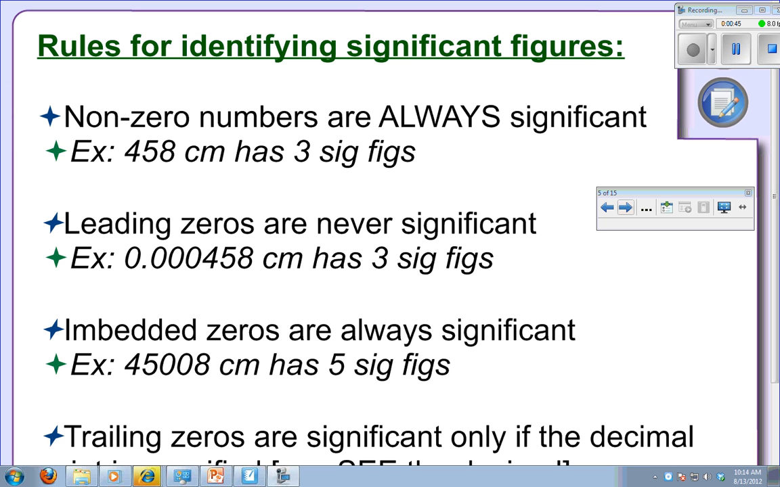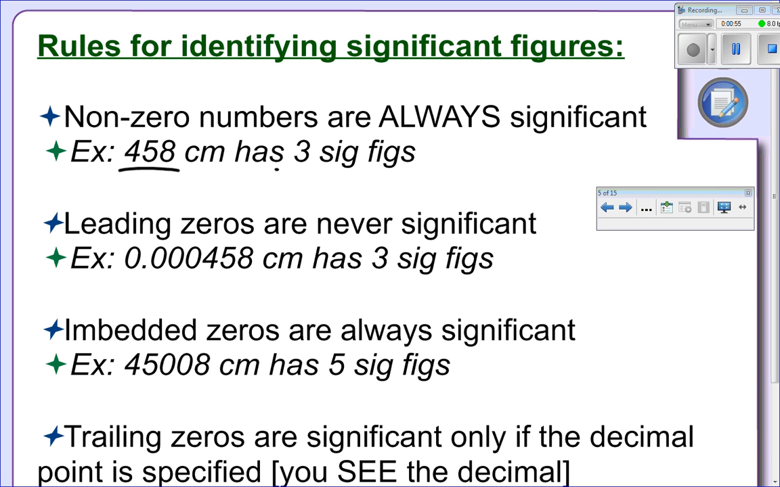Bottom line, if it is a non-zero number, then it can't be a placeholder, so they are significant. So when we look at the number 458, none of them are zeros, therefore they're all three significant digits. This is when we start getting into it. Now we're going to hit a zero.